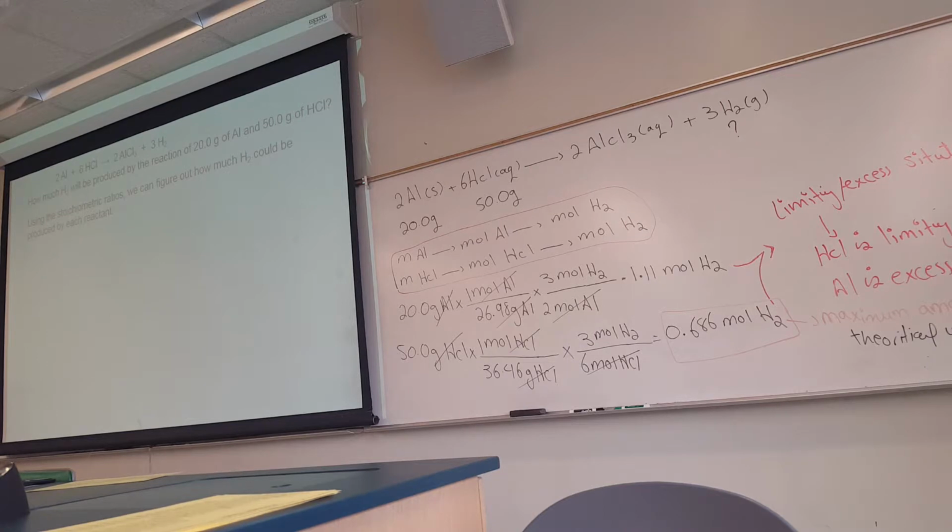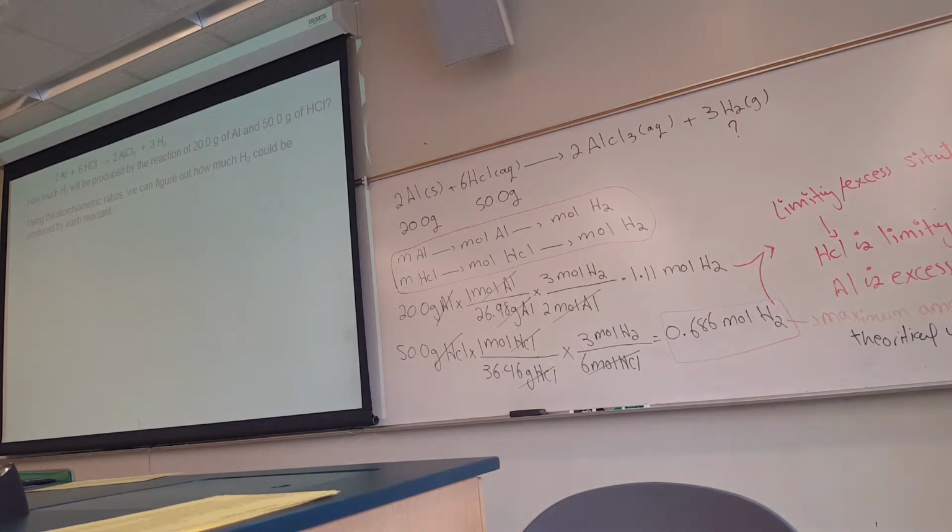What else do I see here in the flask? Hydrogen gas, that's good. So you would expect to see 0.686 moles of hydrogen gas. What else? The other product of the equation. Very good. The other product, I would expect to see aluminum chloride in here too.